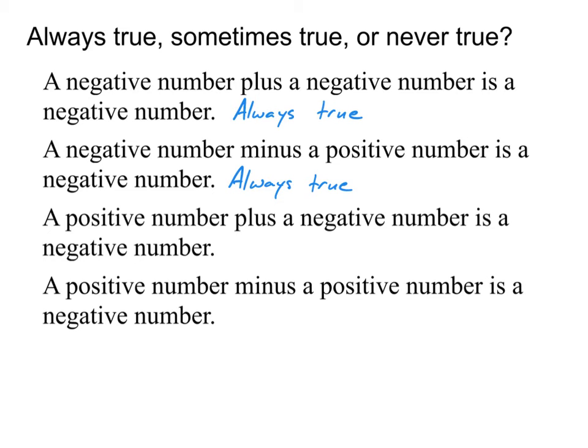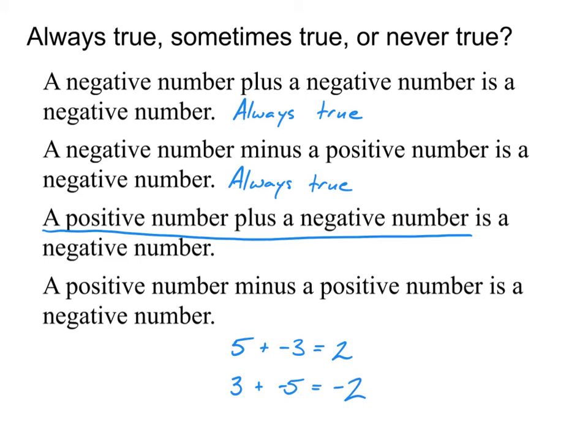All right, let's take a look at our next one. In this one, we have a positive number plus a negative number. I want to see what happens when I do a positive plus a negative. Again, I'm going to grab my same numbers. I'm going to do 5 plus negative 3. So 5 plus negative 3 gives me a positive 2. Now I'm going to try switching those around. What if I do a positive 3 plus a negative 5? What does that give me? That would give me negative 2.